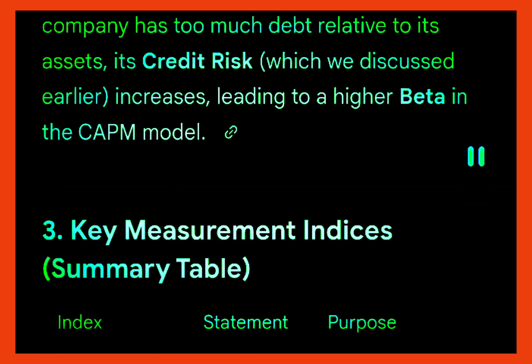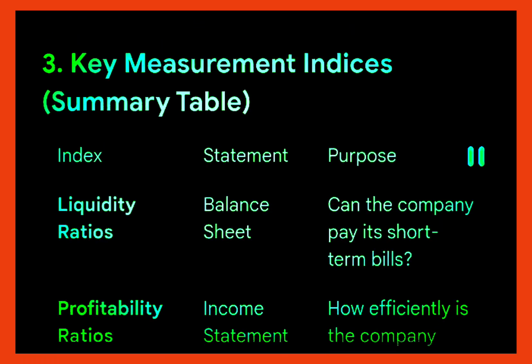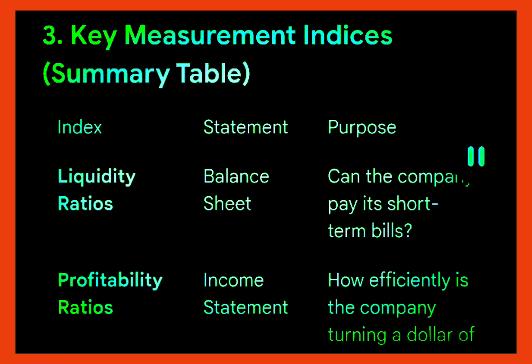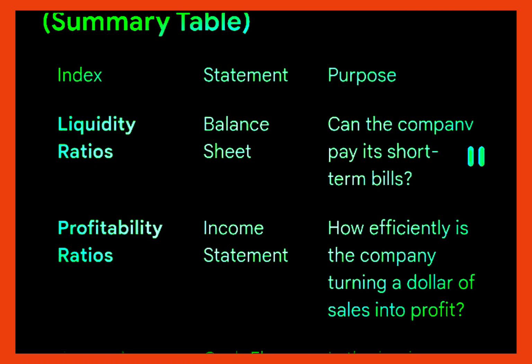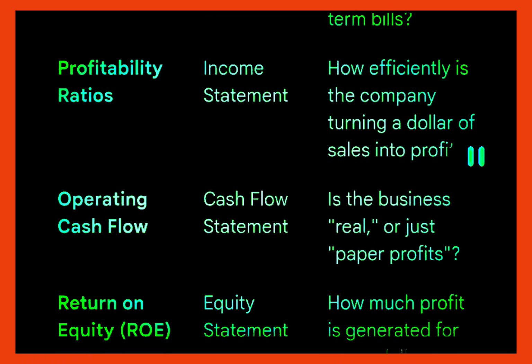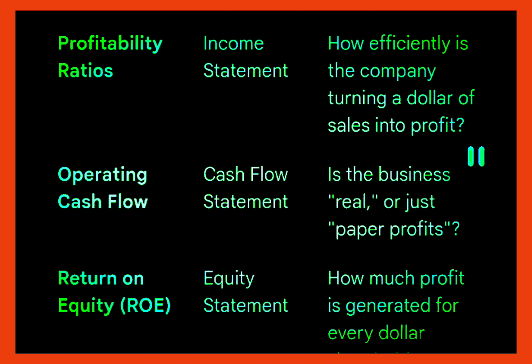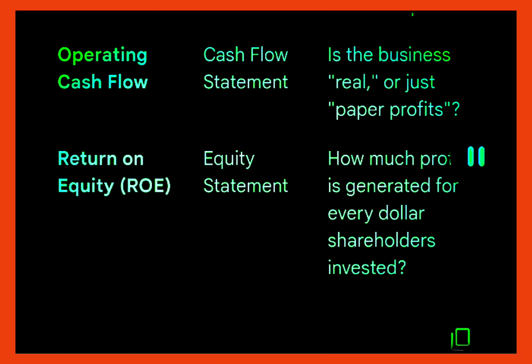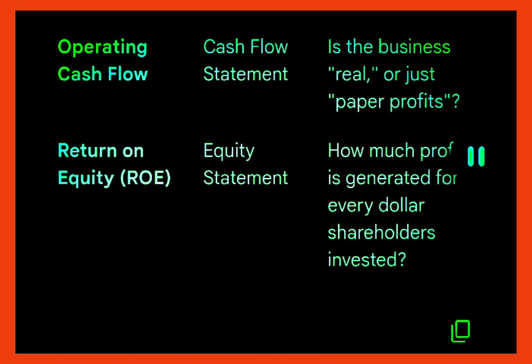5. Key measurement indices, summary table. Index, statement, purpose. Liquidity ratios, balance sheet: can the company pay its short-term bills? Profitability ratios, income statement: how efficiently is the company turning $1 of sales into profit? Operating cash flow, cash flow statement: is the business real or just paper profits? Return on equity, ROE, equity statement: how much profit is generated for every dollar shareholders invested?